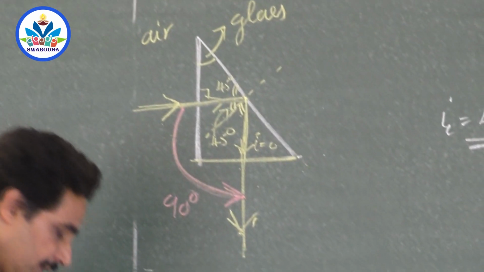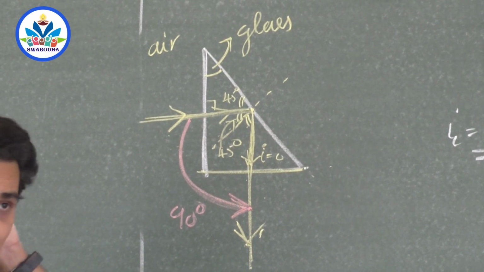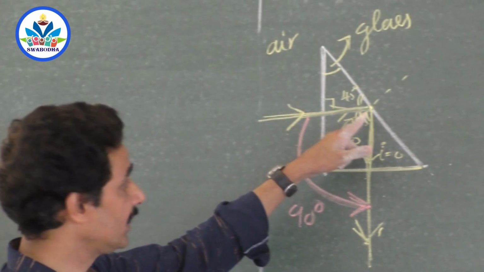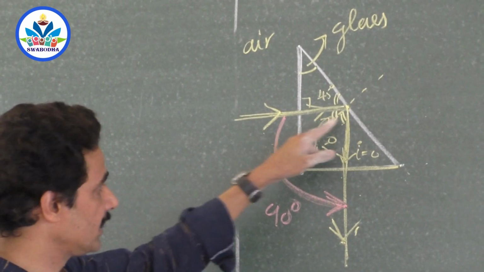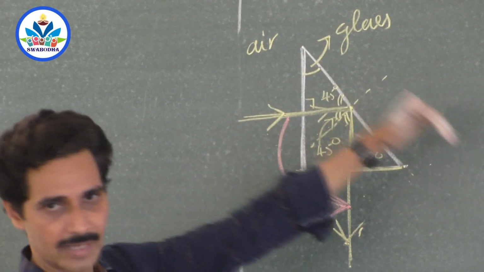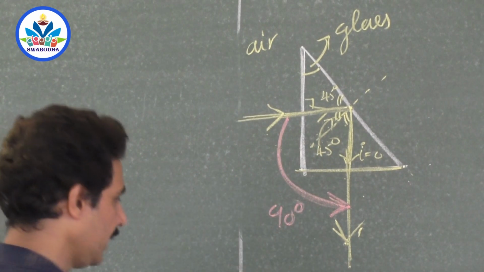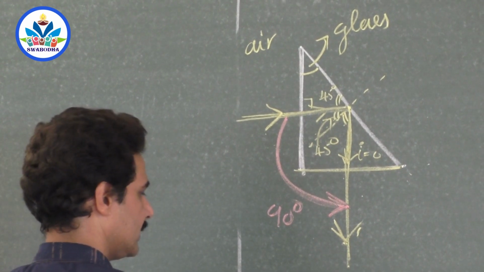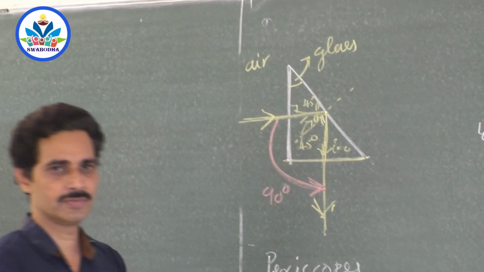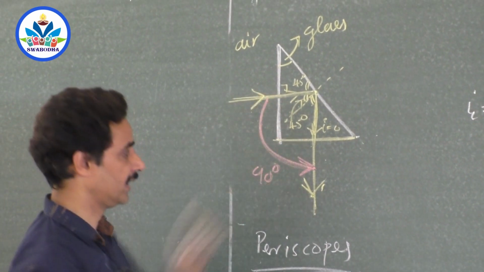So total reflecting prisms are right-angled isosceles prisms made up of glass which are used to turn the ray of light by 90 degrees. Here total internal reflection is possible because the angle of incidence is greater than the 42 degree critical angle. The ray is traveling from denser to rarer medium. Now where do we use these applications? Periscopes. You can search this anywhere. Periscopes are used to see objects which are inside water or somewhere else. Periscopes turn the ray of light by 90 degrees.